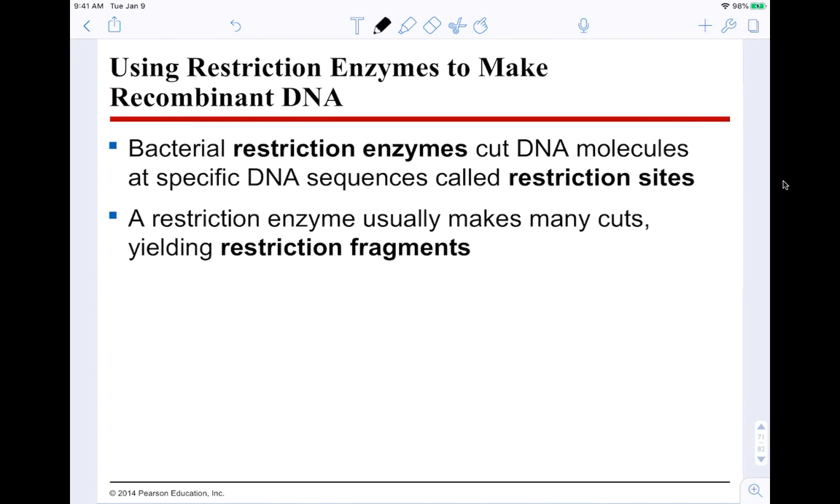So restriction enzymes. Restriction enzymes allow recombination, they make it possible. So bacterial restriction enzymes cut DNA molecules at specific DNA sequences called restriction sites. So these little enzymes, just like our nucleases, cut the DNA. These are going to cut DNA in a predictable way. Like, we know this restriction enzyme is going to do this. We know exactly where it's going to cut. So a restriction enzyme usually makes many cuts, yielding restriction fragments.